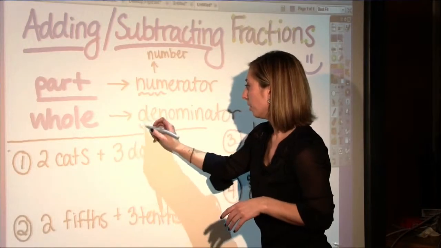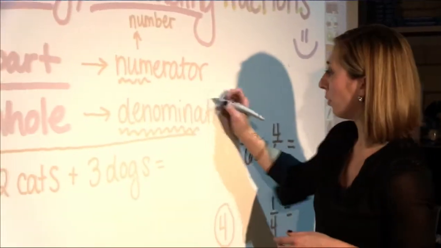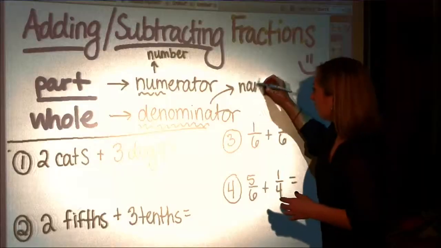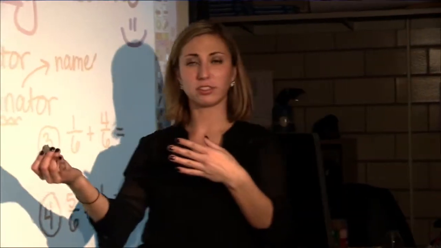on the bottom, denominate means to name something. When we talk about the denominator, we're talking about the name. For example, if I were to say 3/5, 3 is the number, fifths are what we're talking about.